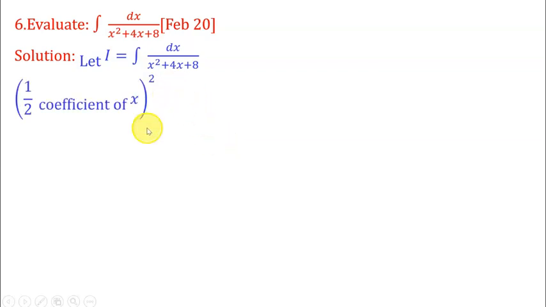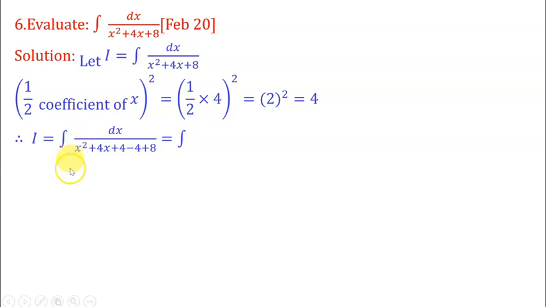Now what about the last term? That is 1 upon 2 coefficient of x, bracket square. The coefficient of x is 4, so 1 upon 2 times 4 is 2, bracket square, that equals 4. Therefore, the last term is 4, which means x square plus 4x plus 4 makes the perfect square. Therefore, we will add plus 4 and minus 4. See this here: I is equal to the integral dx upon x square plus 4x plus 4 minus 4 plus 8.